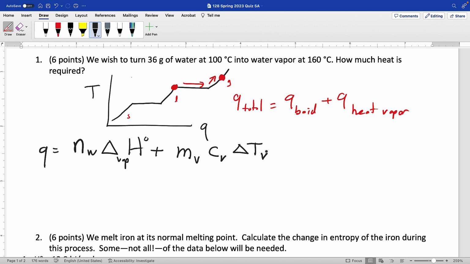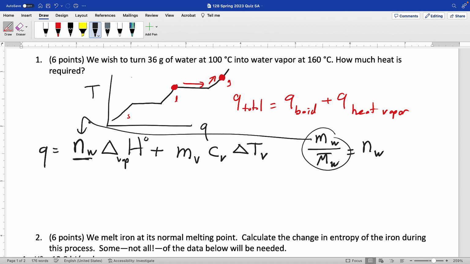Now, we're not quite done yet because we need to figure out what the n of the water is, how many moles of water we have. But if we take the mass of water and divide it by the molar mass of the water, that will give us the number of moles of water. So now we're ready to plug that in over here, and we can plug numbers in.